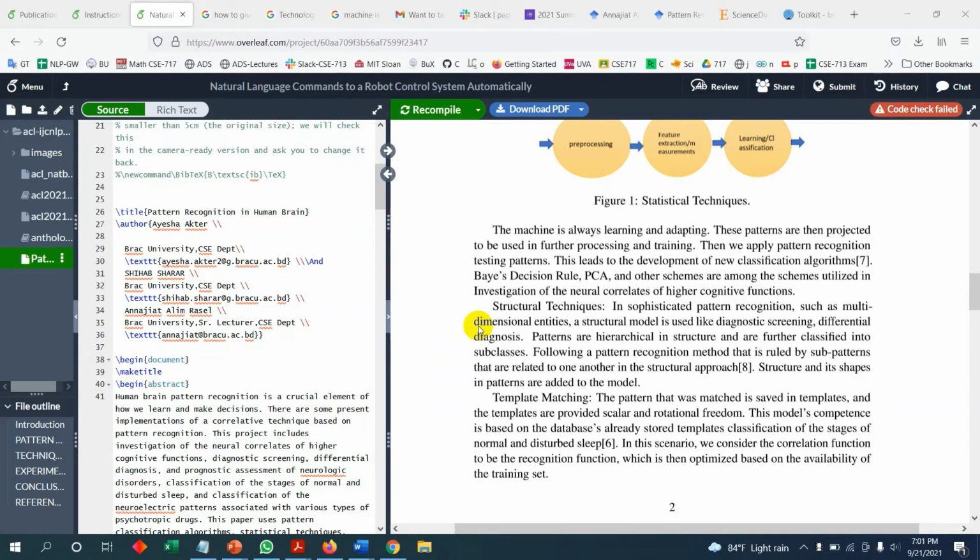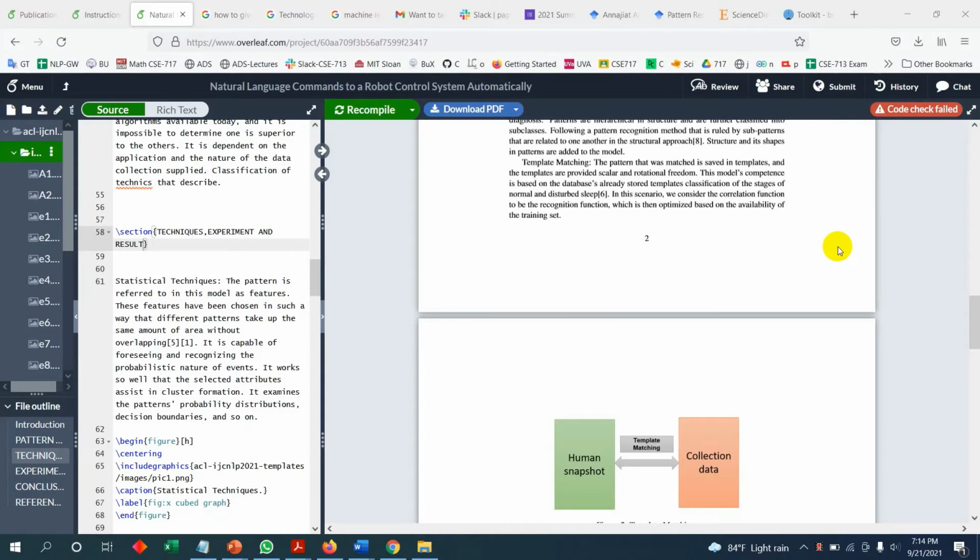The next step is the structural techniques. So in structural techniques in sophisticated pattern recognition, such as multidimensional entities, a structural model would be like diagnostic screening, differential diagnosis. Structures and their shapes in patterns are added in this model. The important part is template matching.